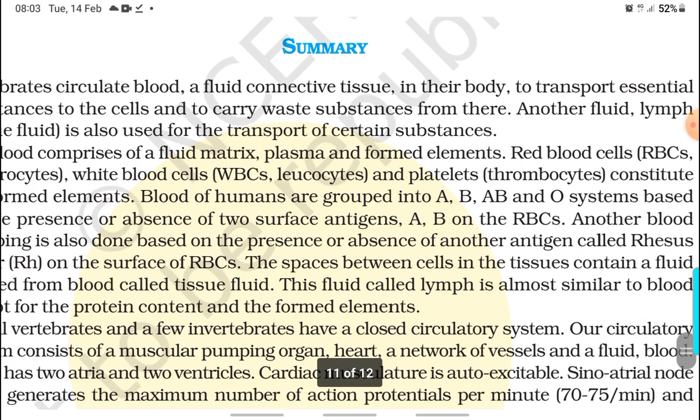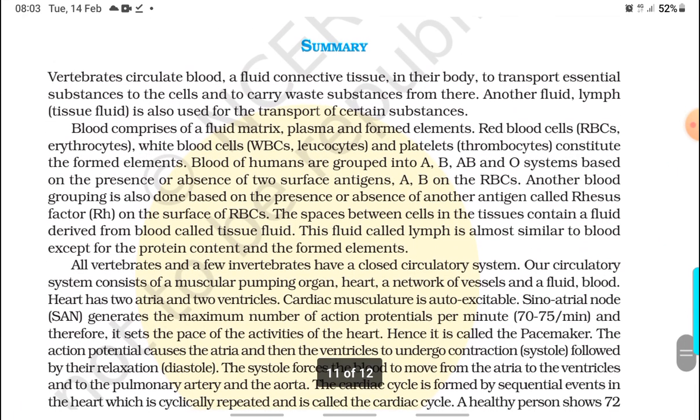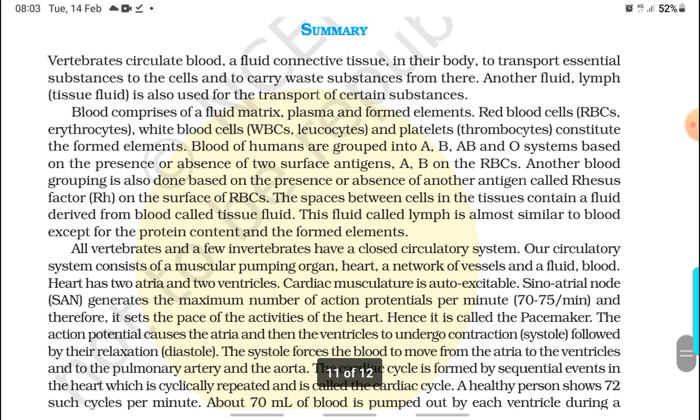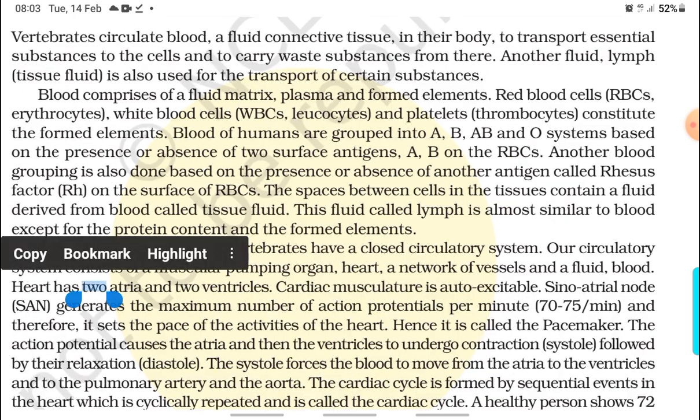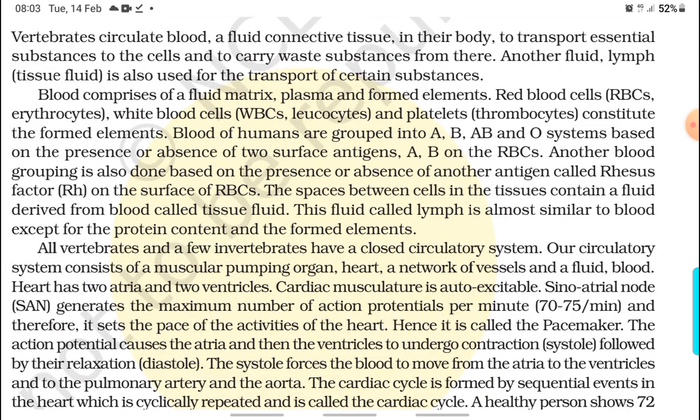Summary. Vertebrates circulate blood, a fluid connective tissue, in their body to transport essential substances to the cells and to carry waste substances from there. Another fluid, lymph or tissue fluid, is also used for the transportation of certain substances. Blood comprises a fluid matrix, plasma, and formed elements. Red blood cells or RBCs, erythrocytes, white blood cells, WBCs, leukocytes, and platelets, thrombocytes, constitute the formed elements.